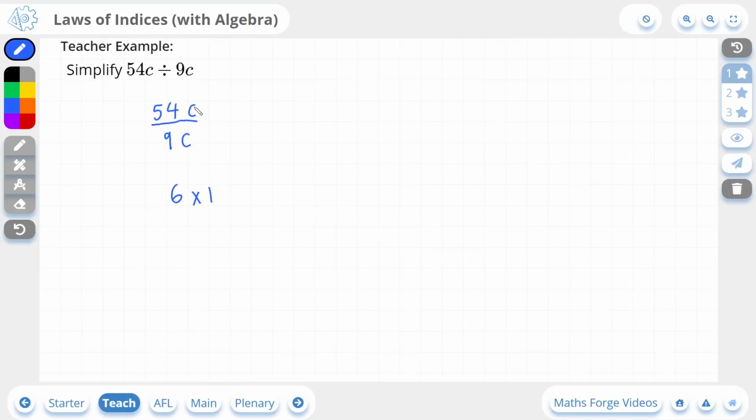Of course, 54c is 54 multiplied by c. So when the c's cancel out, giving us 1, we're going to have 6 times 1. And this gives us 6 as a final answer. And if we check our answer, there it is. Let's do a 2-star example.